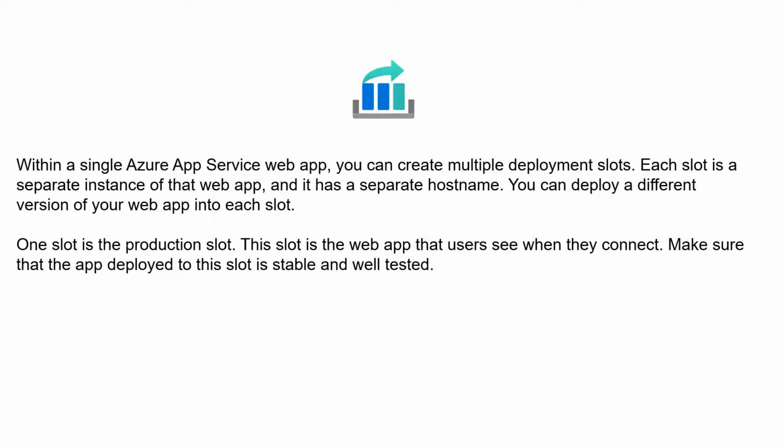Within a single app service web app, you can create multiple deployment slots based upon your app service tier. Each slot has a separate instance of your web app, and each slot has a separate host name. You can deploy different versions of your web app in each slot. One slot is the production slot, which is the main one. This slot is the web app that users see when they connect. Make sure the app deployed to this slot is stable and well tested.